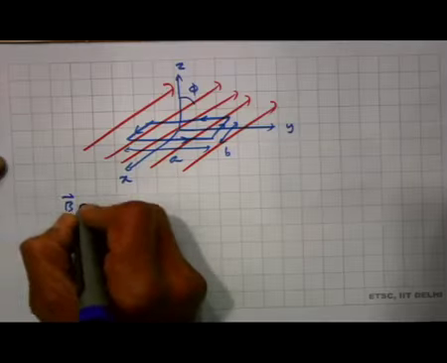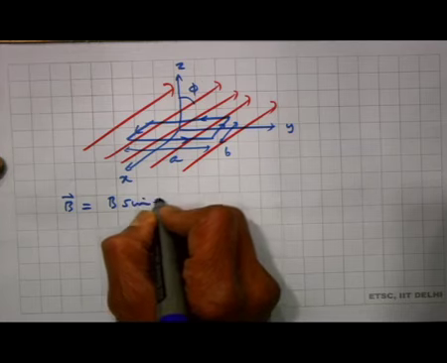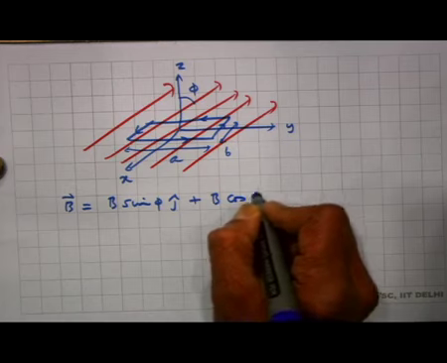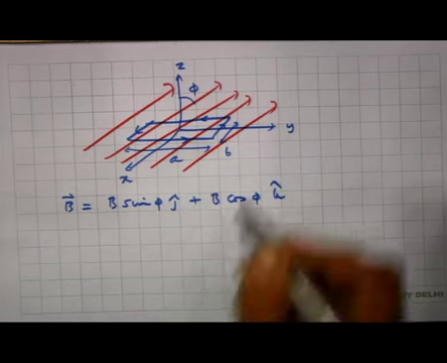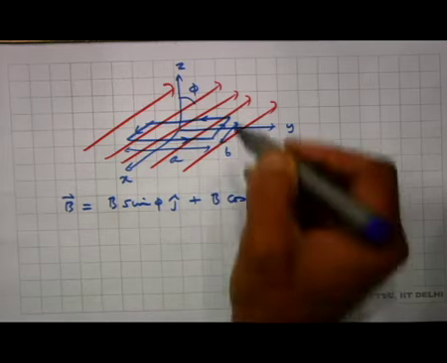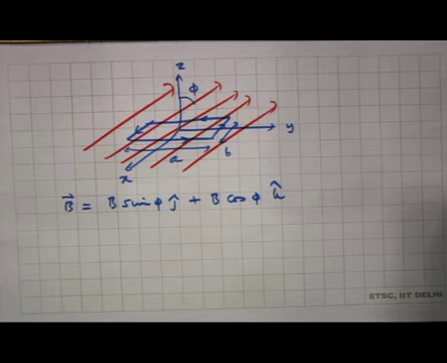Magnetic field has a component which is along y and a component along z. So, I have B sin phi j cap plus B cos phi k cap. It has a component B sin phi along the y direction and a component B cos phi along the z direction. I am assuming the magnetic field to be lying in the yz plane.